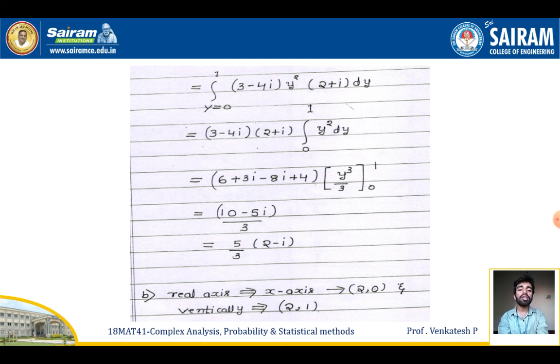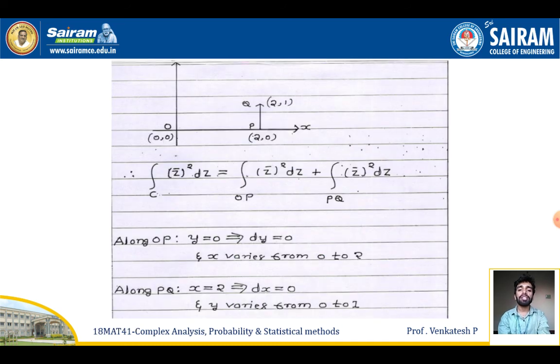So now draw the curve for the set of points. So since the curve C starts from 0 comma 0, it is moving along the real axis, that is 2 comma 0, and again it is moving vertically to 2 comma 1. So I'll get the curve like this. So now the integration over the curve C of conjugate of z whole square dz. So here the curve C will be divided into two parts. The first part is O to P, the next part is P to Q. So I'm going to divide the curve C like this: integration O to P of conjugate z square dz plus integration P to Q of conjugate z square dz.